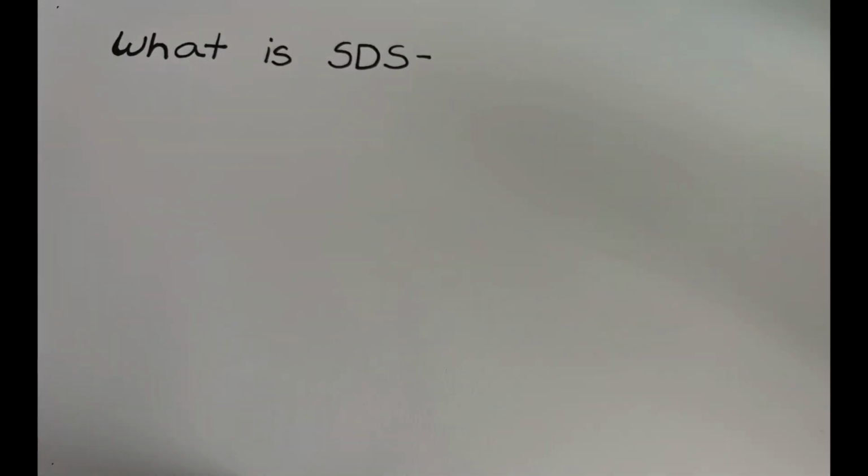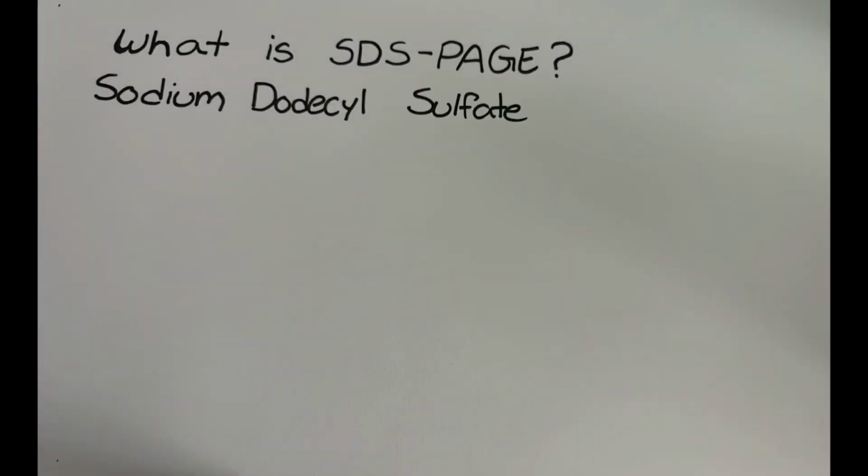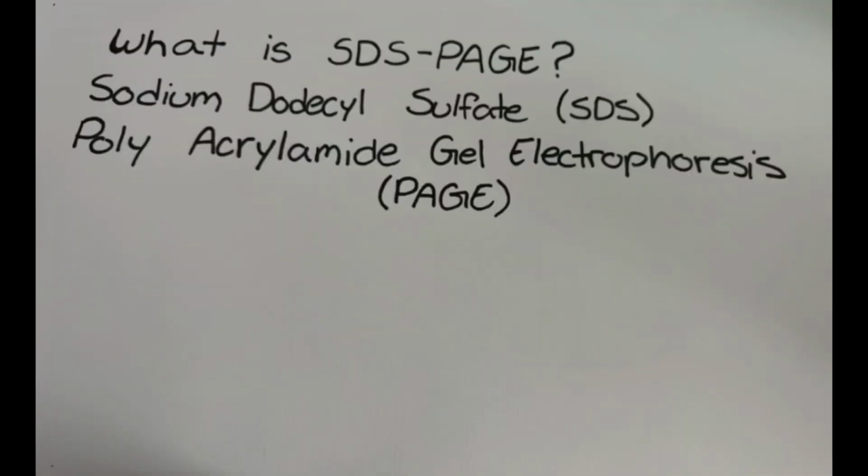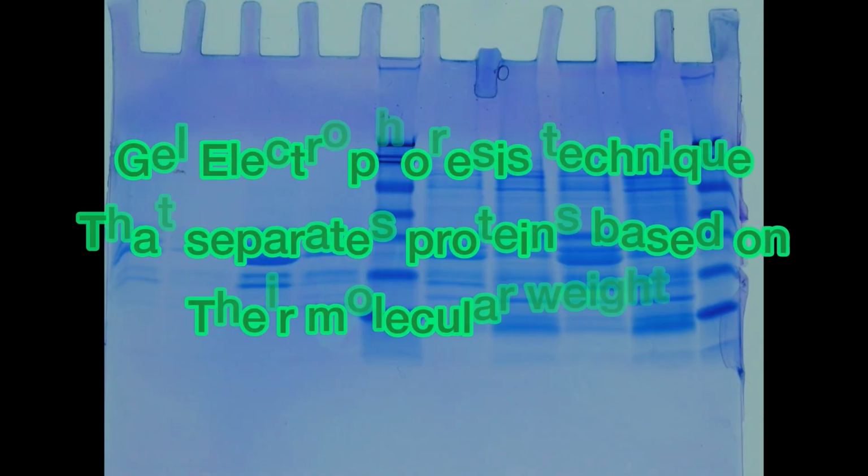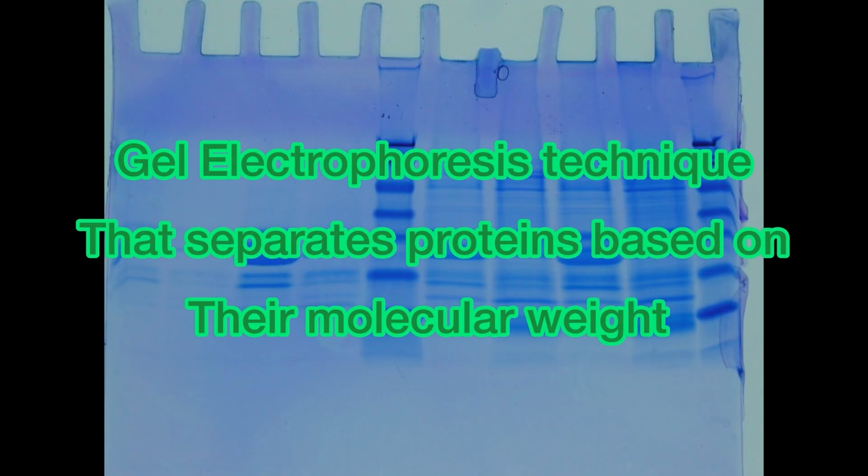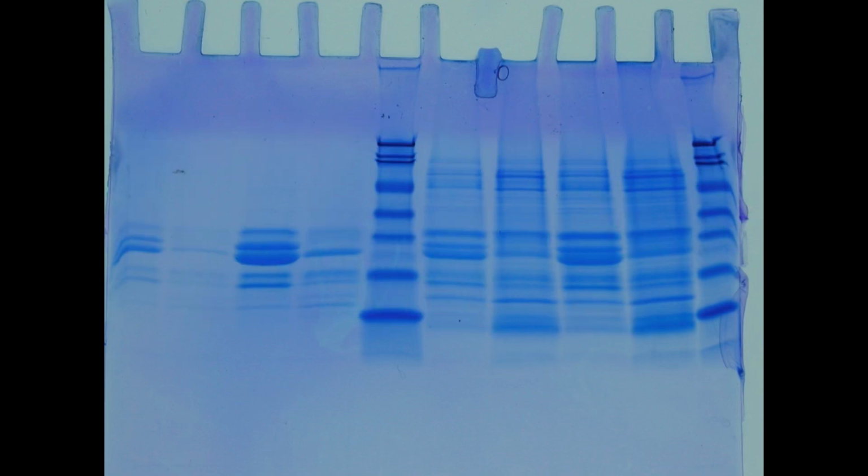Hello, I'm Taliana, and I'm going to teach you about what SDS-PAGE is. SDS-PAGE stands for sodium dodecyl sulfate polyacrylamide gel electrophoresis. SDS-PAGE is a gel electrophoresis technique that separates proteins based on their molecular weight. Next, I will show you the steps to SDS-PAGE and how it works.